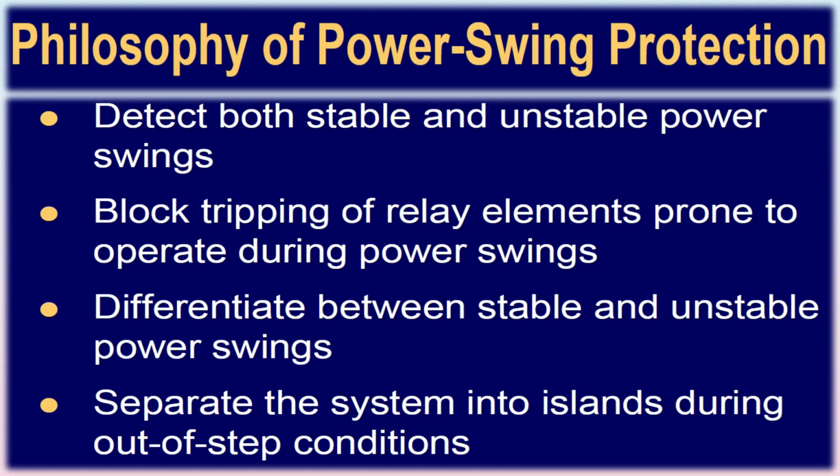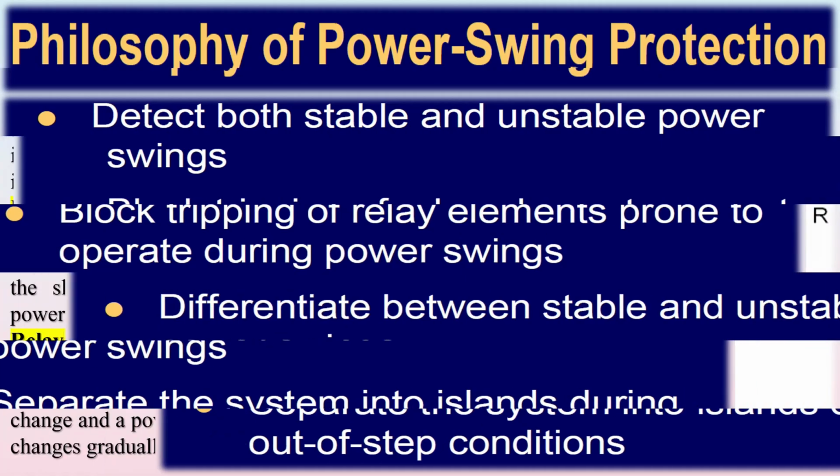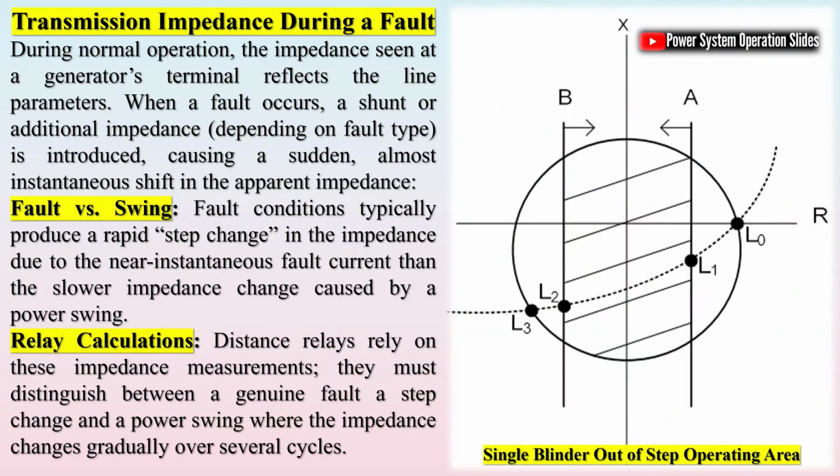Stability limits: beyond 90 degrees, a further increase in the load angle reduces power transfer, and if the angle exceeds a certain threshold, often approximated as 120 degrees in some studies, the system becomes unstable. Dynamic behavior: during a disturbance, the machine's rotor angle shifts along this curve. Tracking this movement helps determine whether a power swing is transient and stabilizing or heading toward instability, loss of synchronism. Transmission impedance during a fault.